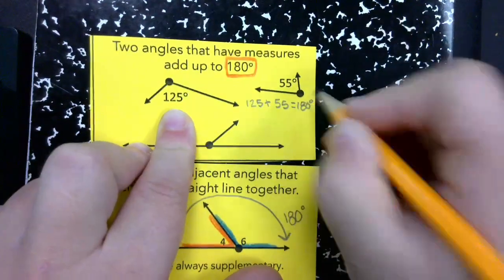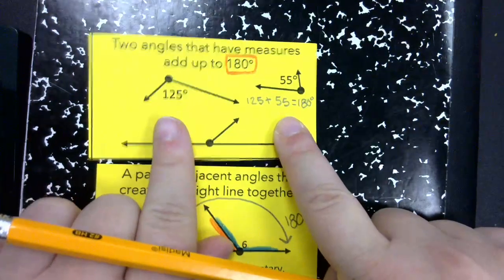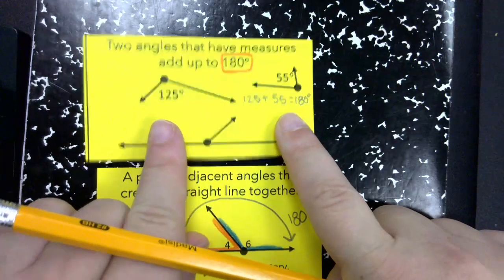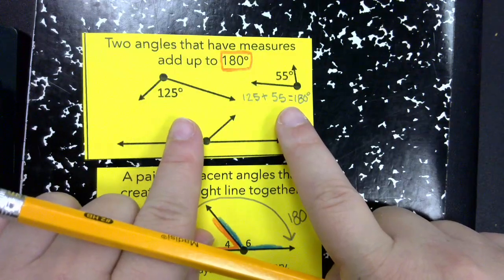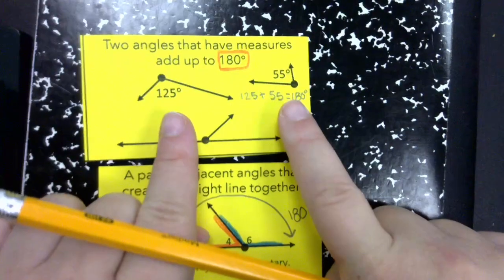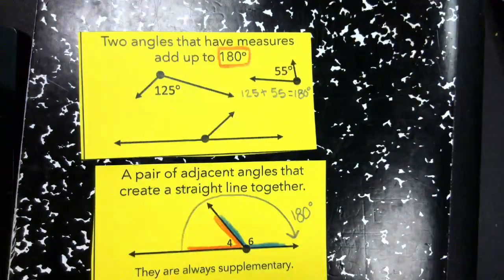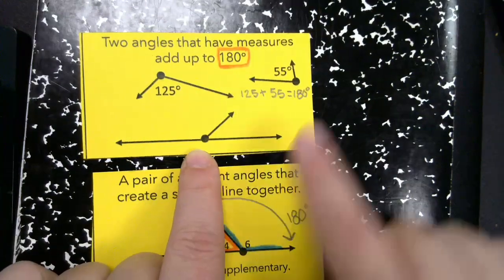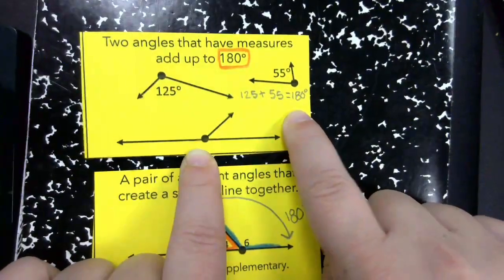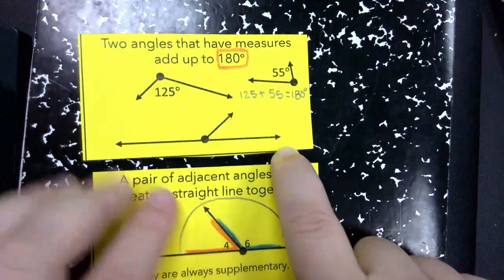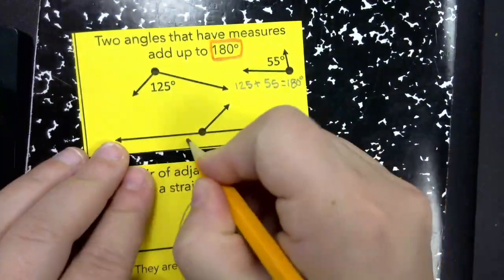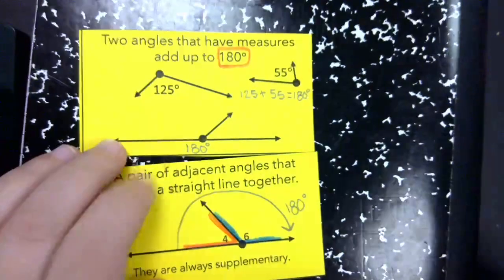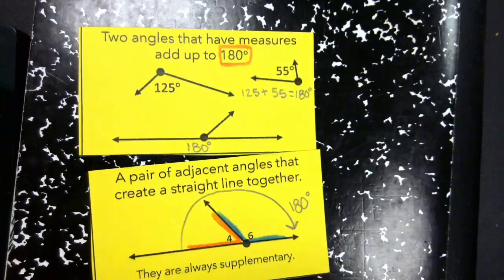Now, with these angles that are supplementary, do they have to be adjacent? Do they have to be touching? No, they're not touching, and that's okay. So supplementary doesn't mean they have to be touching. They don't have to be adjacent. But if they are adjacent, what is 180 degrees in the math world? A line, yeah. So if they are adjacent, they do create that line, which makes it 180 degrees. But they don't have to be. We could just add them together to make 180.